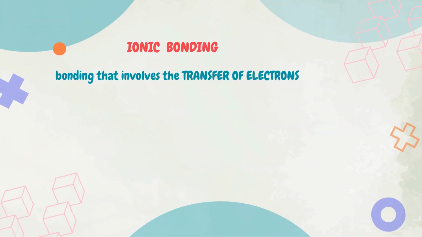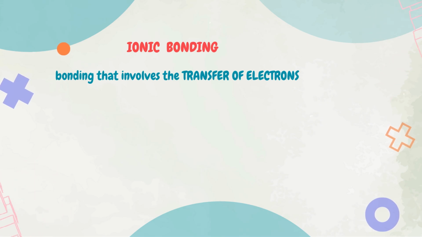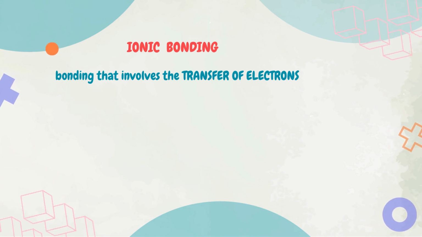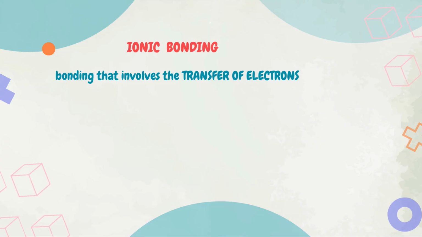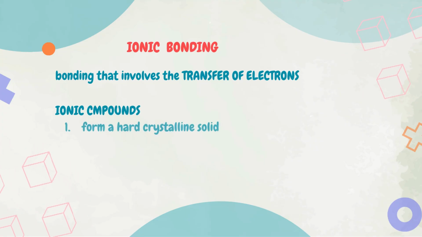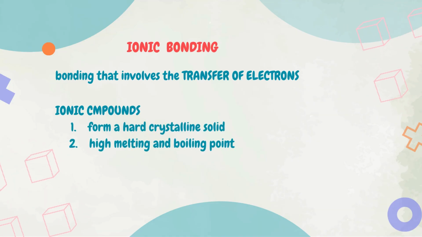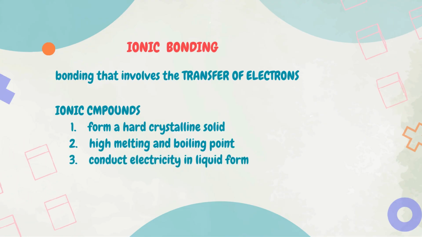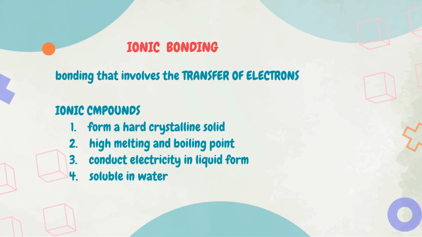To recap, ionic bonding is a type of bonding that involves the transfer of electrons. The bonding occurs between metals and nonmetal. The compound formed by ionic bonding are called ionic compounds. Ionic compounds form a hard crystalline solid. They have high melting and boiling point. They conduct electricity in liquid form, and they are soluble in water.